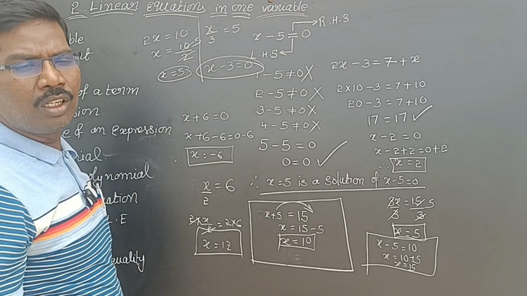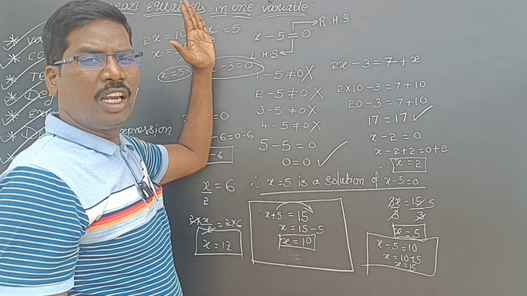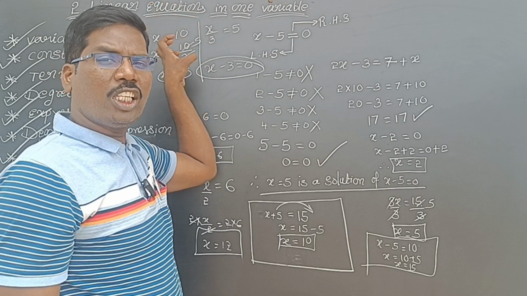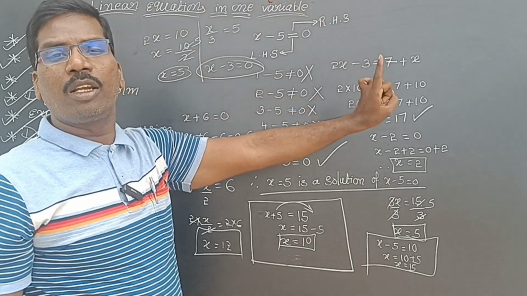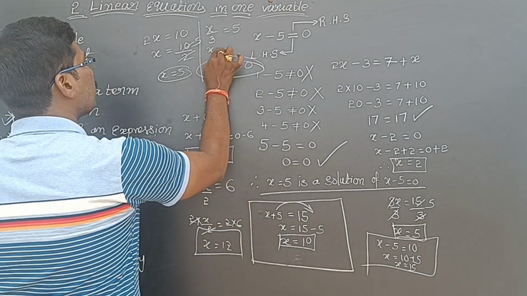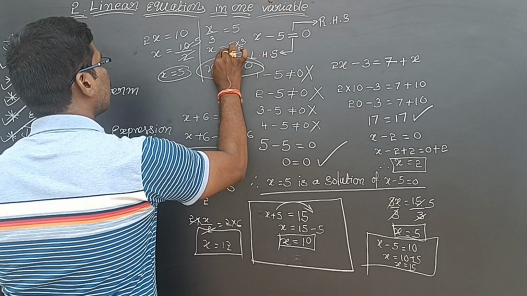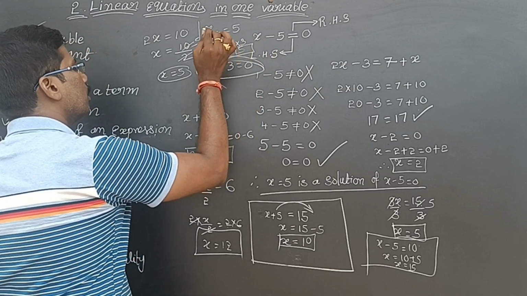So, satisfying. If anything is dividing on the left side, if you transport it to that side, then it will multiply the number. Means x is equal to 5 into 3. 5 threes are 15. So x is equal to 15.